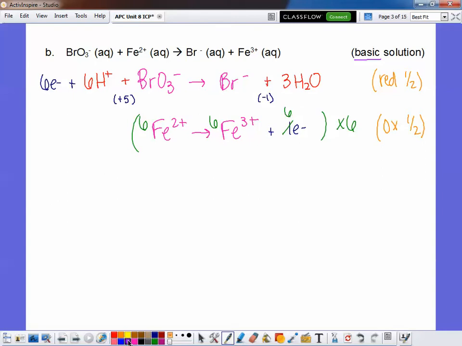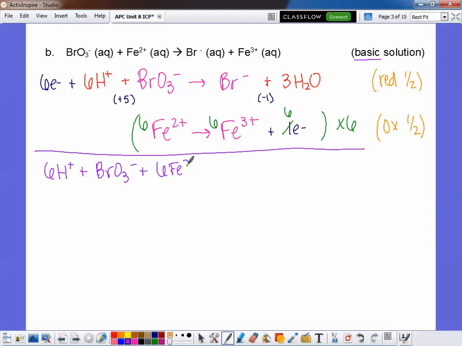All right, so now that I've done that, I'm going to recombine, canceling out things that cancel. So my electrons are going to cancel. Nothing else cancels, though. So I have 6H+ + BrO3- + 6Fe2+ goes to Br- + 3H2O + 6Fe3+.